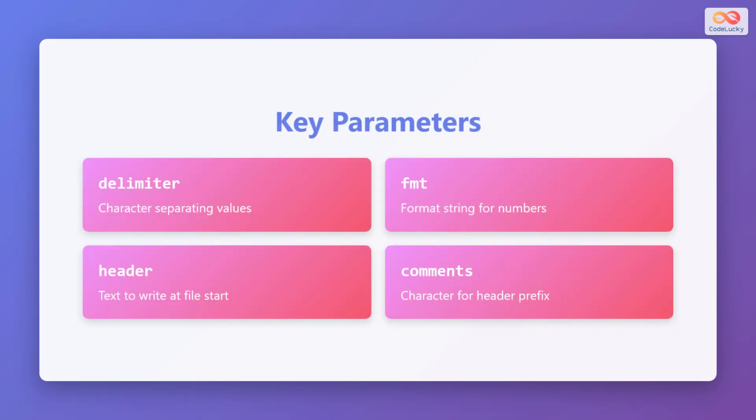Savetxt offers several key parameters to customize your output. The delimiter parameter lets you specify the character that separates values in each row. The fmt parameter controls the format string for numbers, allowing you to set precision and style. The header parameter adds text at the beginning of the file, and the comments parameter sets the character that prefixes header lines.